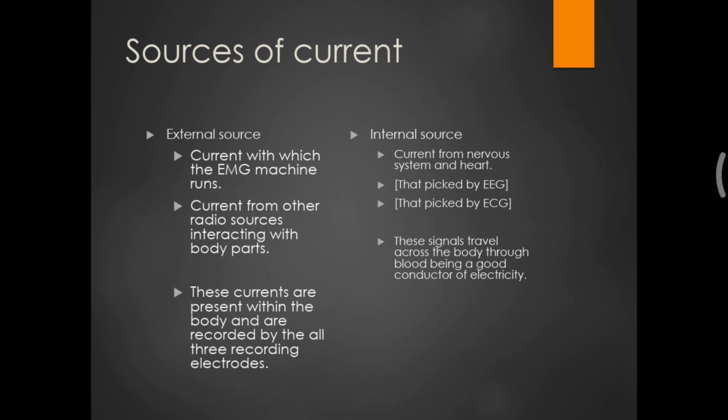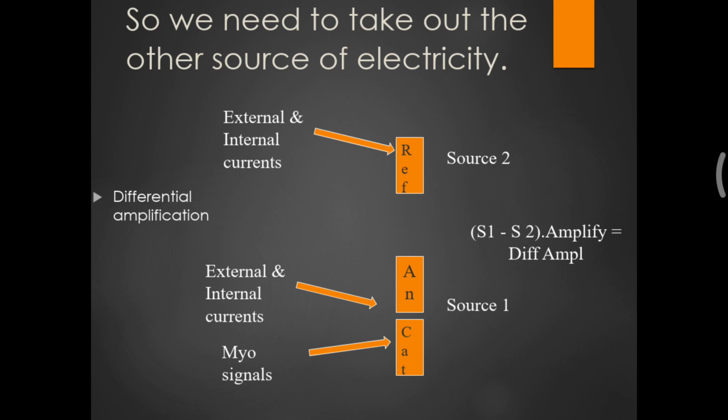So now we need to take out the other sources of electrical activity. This process is called amplification. Specifically, it is called differential amplification. So what is differential amplification? We previously saw that when we are recording, we have an anode, we have a cathode, and also we have a reference electrode which we place on a different region of the body. So now all these signals will be picked up by all three electrodes.